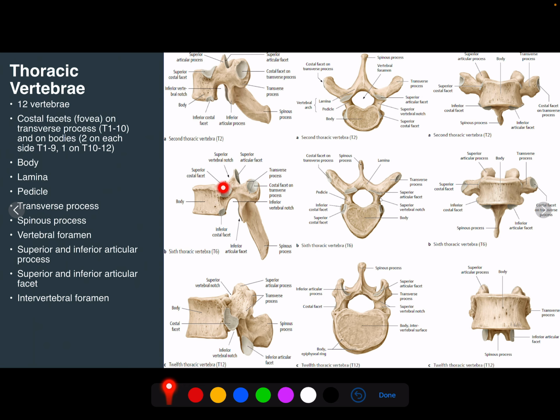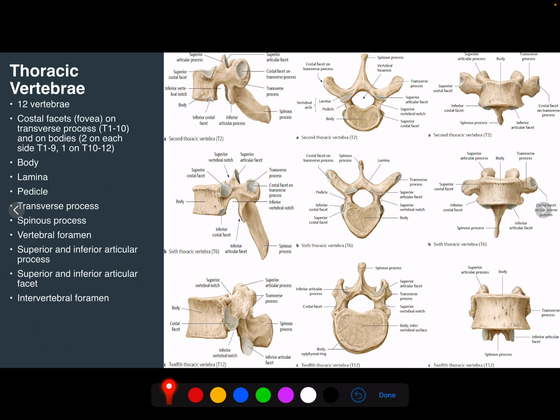So we have on our normal, I would say typical thoracic vertebrae, and that's usually T1 to T9, we have 2 facets on each side of the body, a superior and an inferior. And this serves as the articulation with heads of two adjacent ribs. Okay?